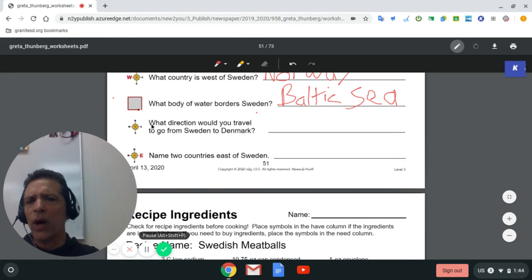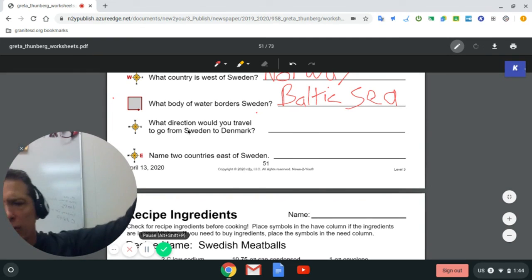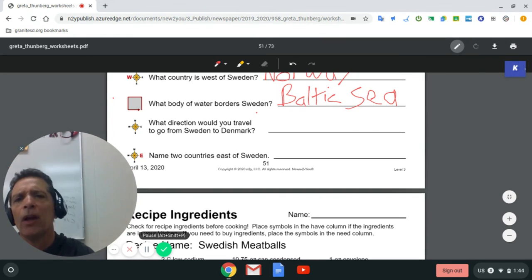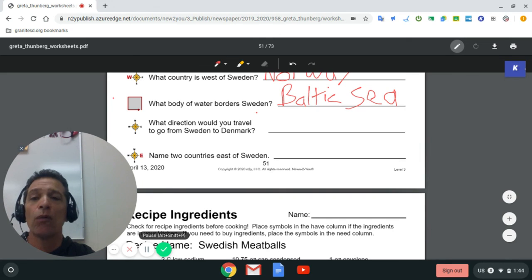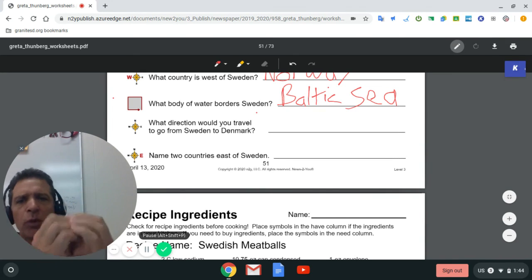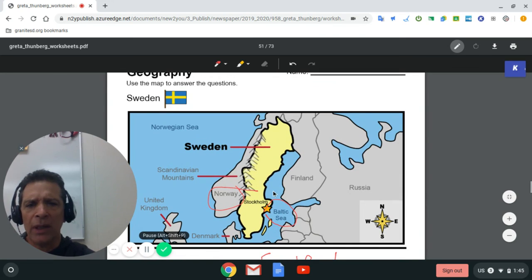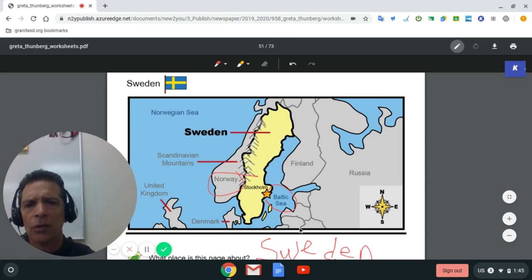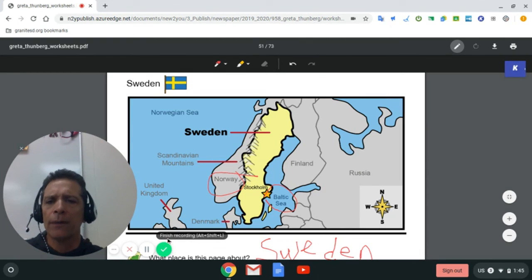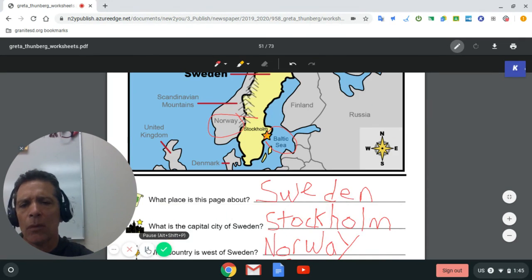Next one. What direction, north, east, south, west, what direction would you travel to go from Sweden, that's where you start, from Sweden to Denmark? Okay, so let's find out. Going to Sweden. Okay, Sweden, I'm going to go to Denmark. Okay, Sweden's right here. Denmark is here. So I'm going to go this way. So that's what?